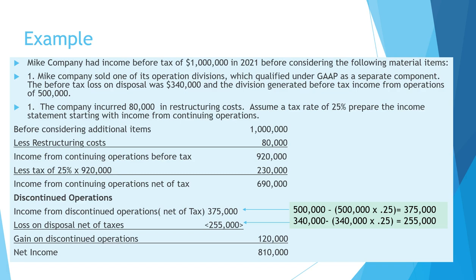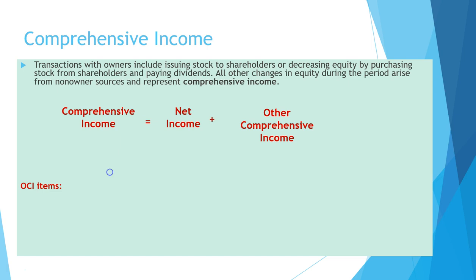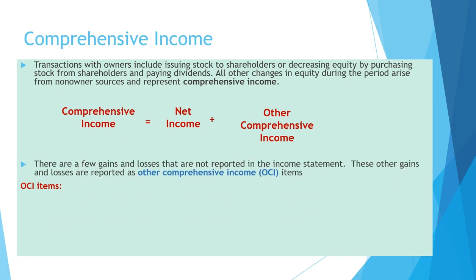Now we're going to look at comprehensive income. Transactions with owners include issuing stock to shareholders or decreasing equity by purchasing stock from shareholders and paying dividends. All other changes in equity during the period arise from non-owner sources and represent comprehensive income. So here's how you get it. Net income plus other comprehensive income equals comprehensive income. The items.